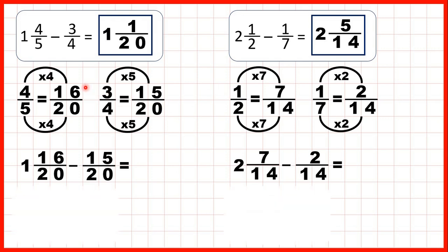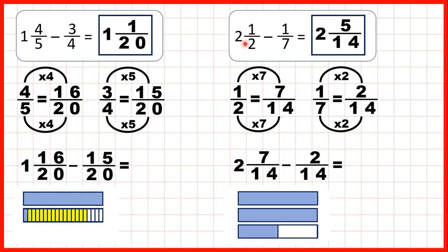So let's have a look at the fraction bars to see what we did here. We started with 1 4/5, but we saw that that's the same as 1 16/20. Now we were subtracting 3/4, but because 3/4 is equivalent to 15/20, we can subtract 15/20 to leave us with 1 whole and 1/20 as our answer.